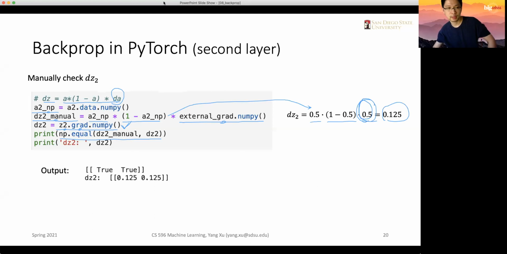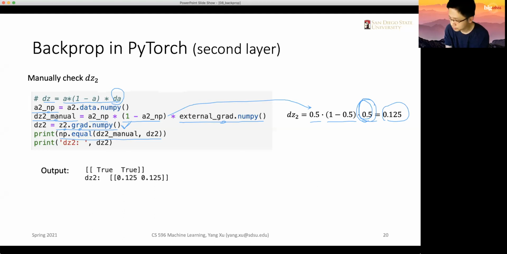All right, so that's how we compute dz2. This has something to do with the activation functions. And what if we use a different activation function? It should definitely influence the values for dz2.